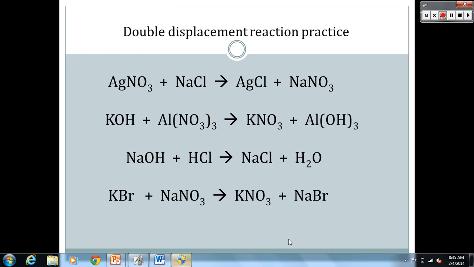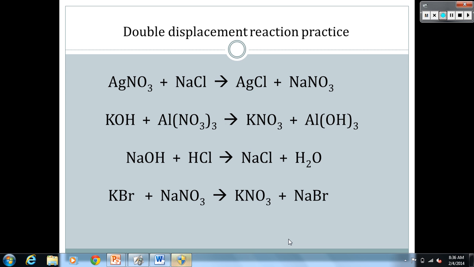So here we have a list of 4 double displacement reactions. And I specifically have not put in any states of matter simply because if I did that, it would give it away really easily. But I want you to pause the video, use your solubility rules, and figure out which of these reactions happen and which of these reactions do not happen. So go ahead and pause it and then figure that out.